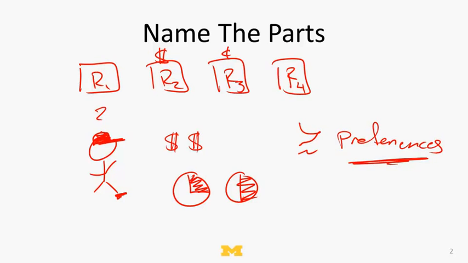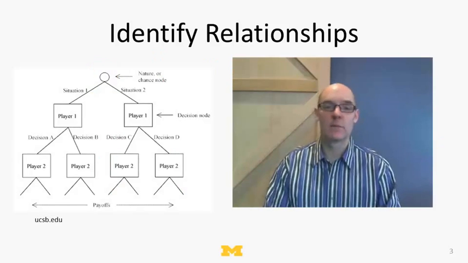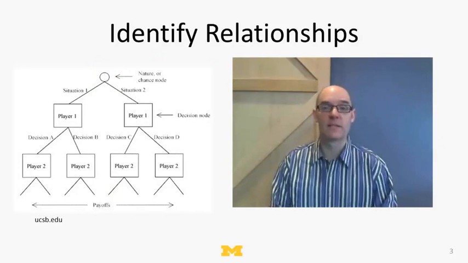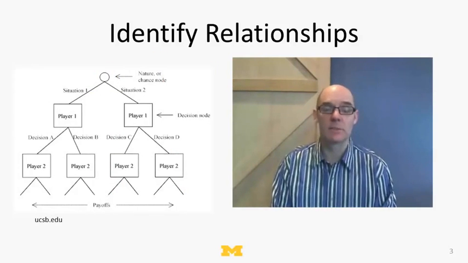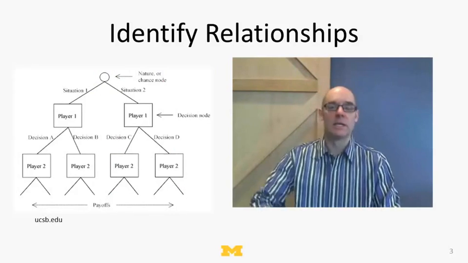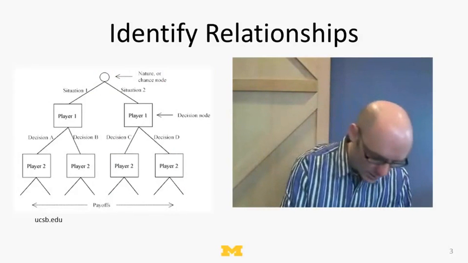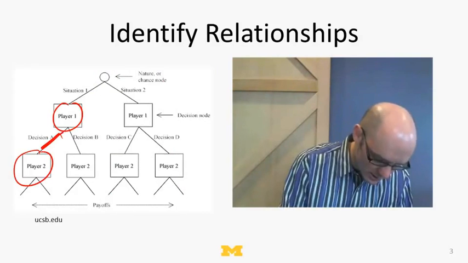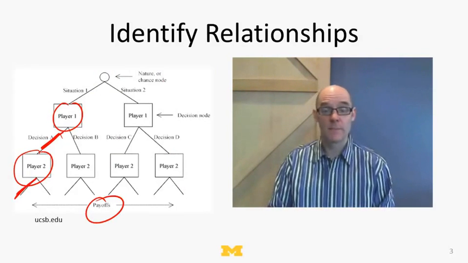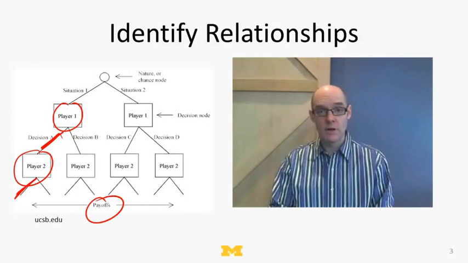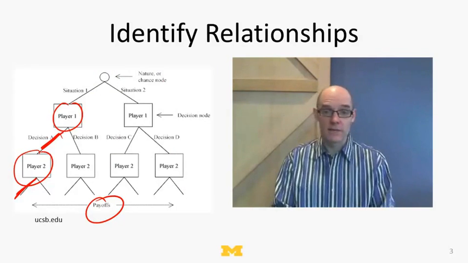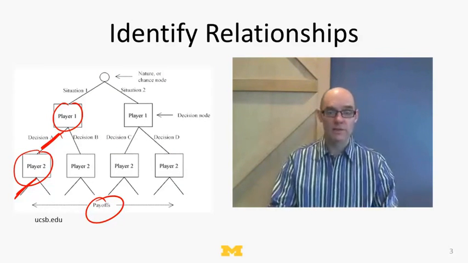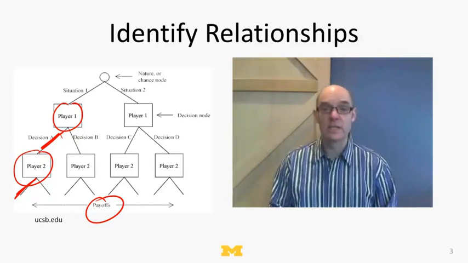Once we've laid down the parts, we've got to think about the relationships between those parts. Models help us identify the specific relationships. What you see on the left is a simple game theory model, called an extensive form game, where one player, here player one, makes some sort of decision, and then another player, player two, makes a decision, and then the players get payoffs. So once you name the parts, the next thing you do is identify the relationships between those parts and how things play out. Now you've got the parts, you've got the relationships, and you can think through the logic.